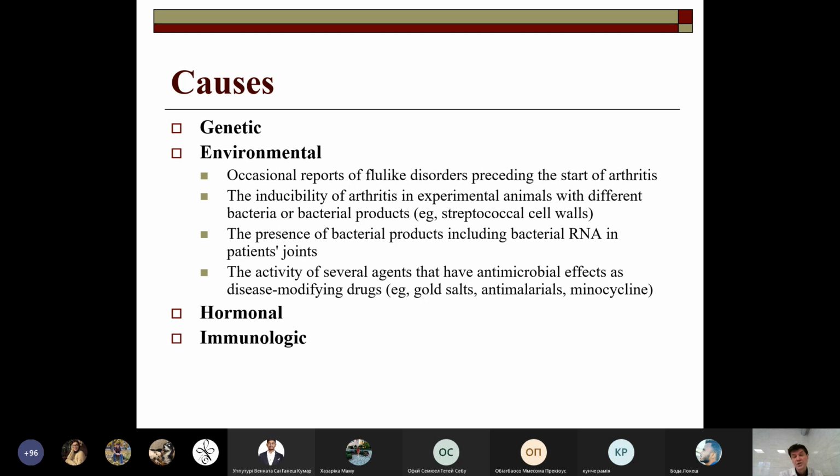So finally I should emphasize that there is no necessity to underline only one mechanism, the only one cause, which can be applied for the pathogenesis. The combined factors are discussed.